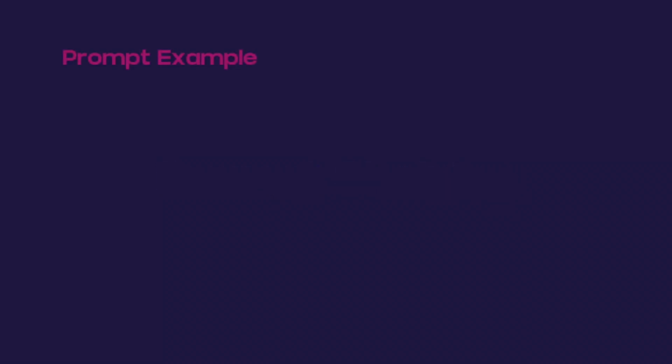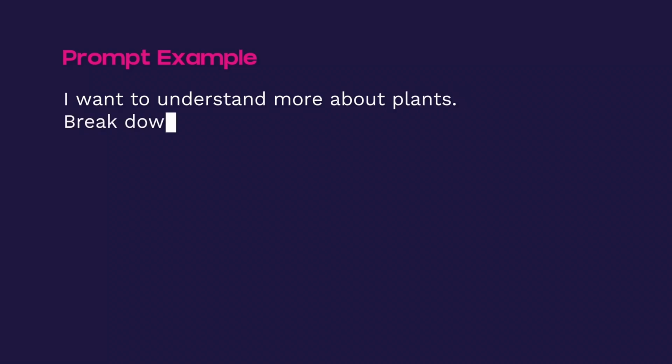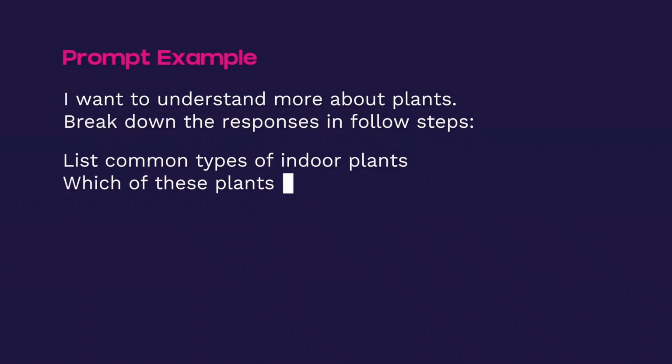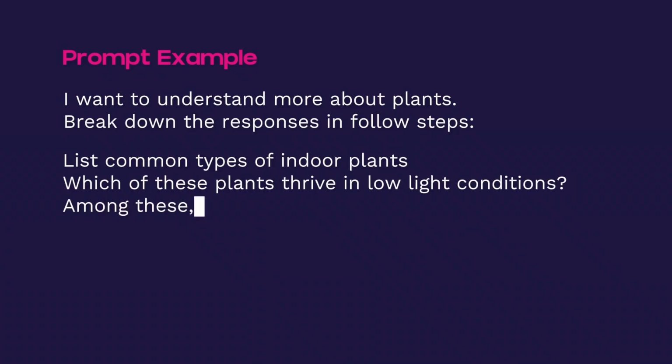And then you have something called prompt chaining, which is different from chain of thought. So this is where you list a series of related prompts to guide the model through complex reasoning or multi-step tasks. And so you can write an example like, I want to understand more about plants. Break down the responses in the following steps. And then you provide some steps. List common types of indoor plants. Which of these plants thrive in low light conditions? Among these, which require minimal care?